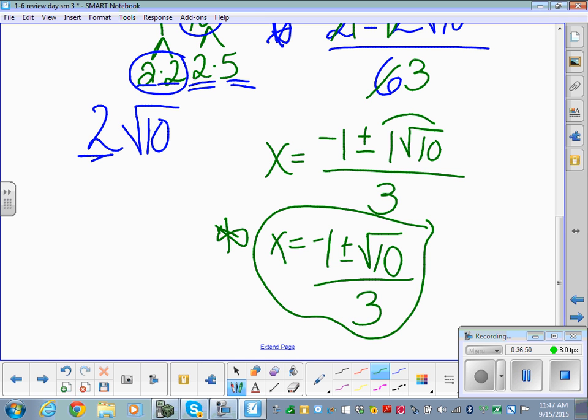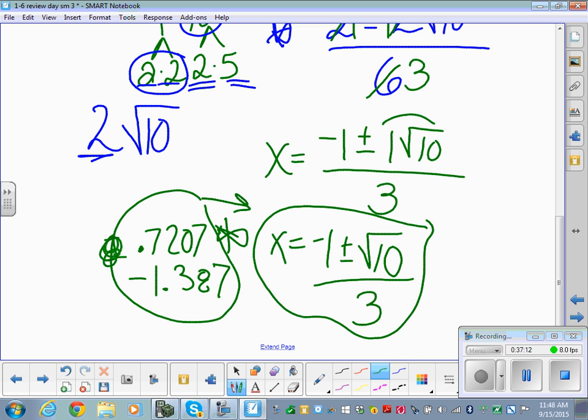It's much prettier than plus and minus, then 0.7207, and then if we did negative 1 minus the square root of 10 and hit enter, divided by 3. And then the other answer, if we actually did this out, would be negative 1.387. Now notice, obviously, that answer is the same as these answers, but this is the answer now that we're in secondary 3 that they would expect you to be able to do.